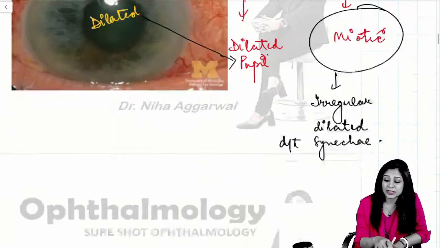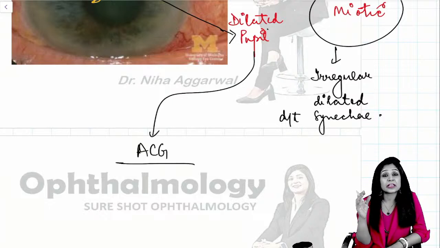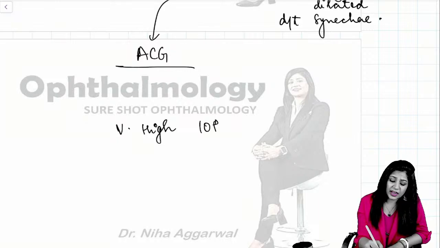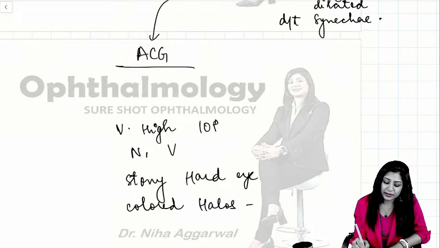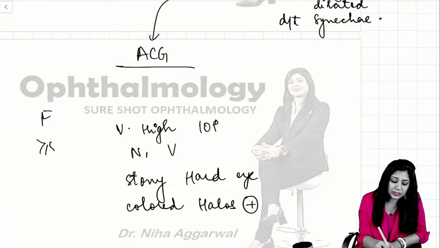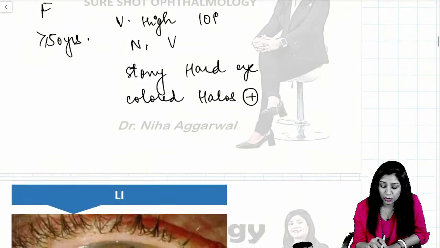Now, apart from this, what are the other things that we can have in acute congestive glaucoma? Obviously, you have so many things by which you can confirm. Like we will have very high intraocular pressure. And when the IOP is very high, nausea and vomiting will be there. Stony hard eye. This will be written in your question. Stony hard eye. And they will also give you the colored halos. So these things are again making your diagnosis very, very easy. A female, more than 50 years of age, coming with all these features is definitely having acute congestive glaucoma.